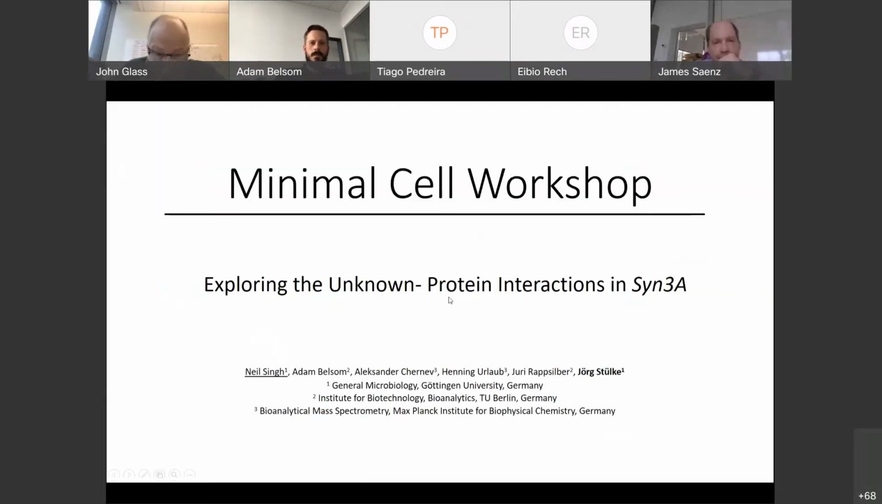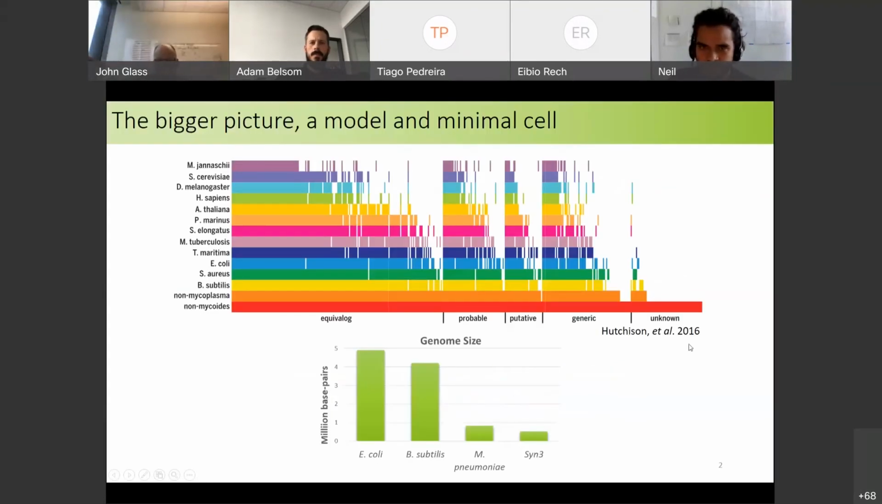Great. So I will carry on now with protein interactions, and I'm going to branch off from where Adam left off, to be honest. I work in the lab of Professor Jörg Stulke here in Göttingen with Yuri and Adam and Henning and Alexander from Göttingen as well. Just briefly, why we got into this project is because we were interested in the unknown proteins that were found in this synthetic cell, as well as the generic, so the known unknown proteins.